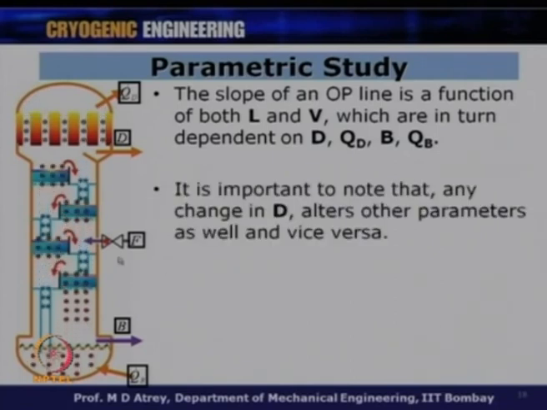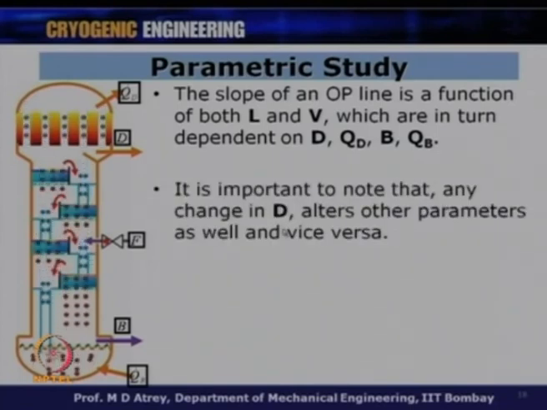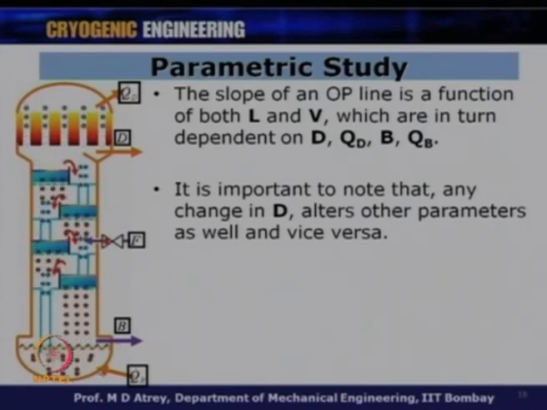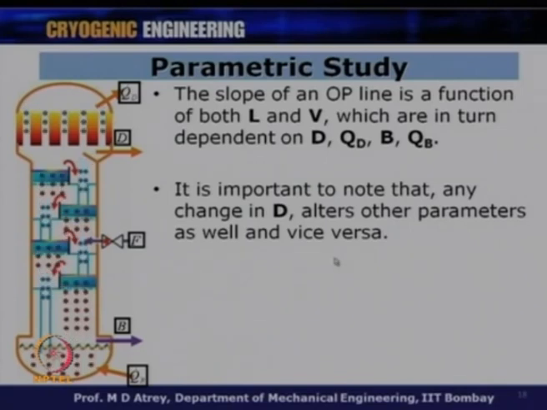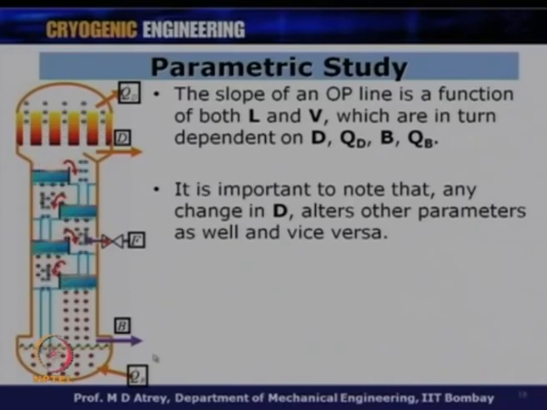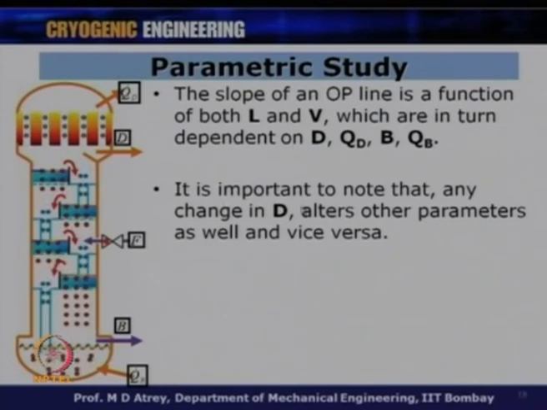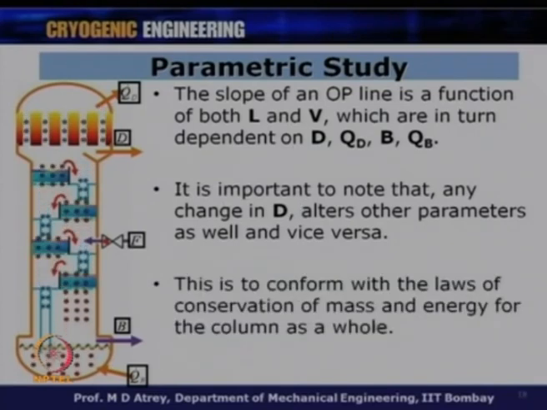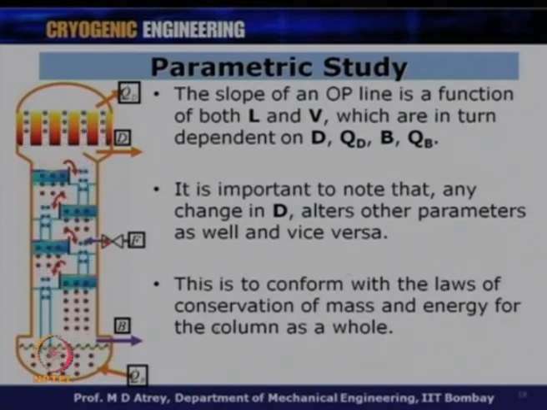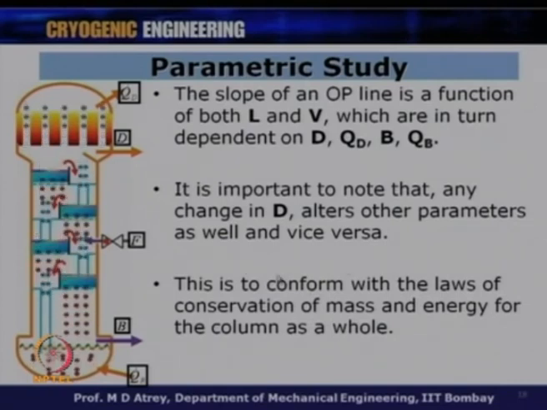So, it is important to note that any change in D or any change in B is going to alter other parameters, which are going to alter the L by V, because they are all related. Any change in D alters other parameters, and vice versa. If I change B, QD, or QB, all other parameters are related and therefore they are going to change, and this will change the reflux ratio. This is to conform with the laws of conservation of mass and conservation of energy for the column as a whole.